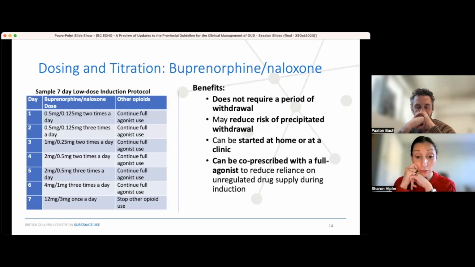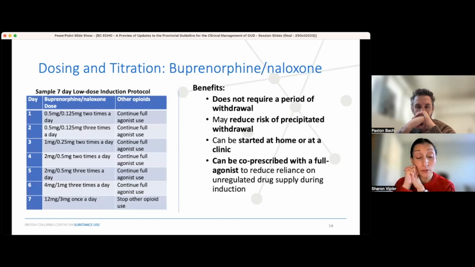This is a sample protocol of a micro-induction or a low-dose induction. Really quickly, for those of us who use micro-inductions, and I think that's more and more of us, the loveliest piece of it is it doesn't require a period of withdrawal, which can be very uncomfortable, as the understatement of the year for our patients. So it's allowing people to start that process immediately.